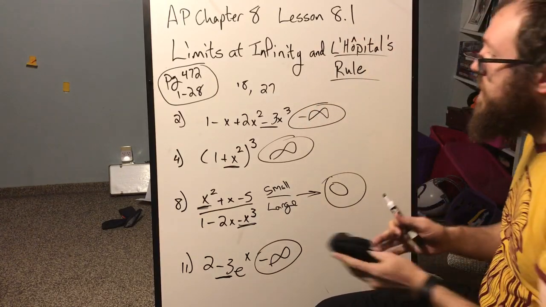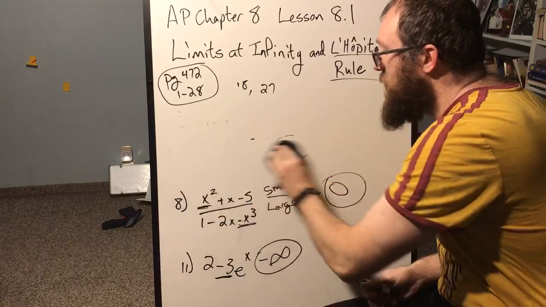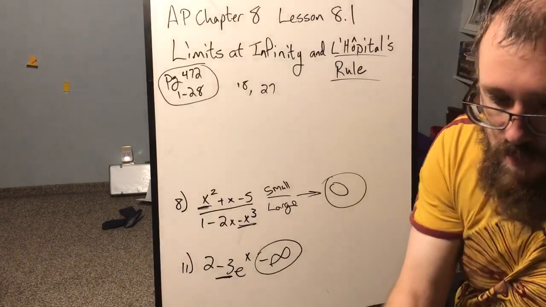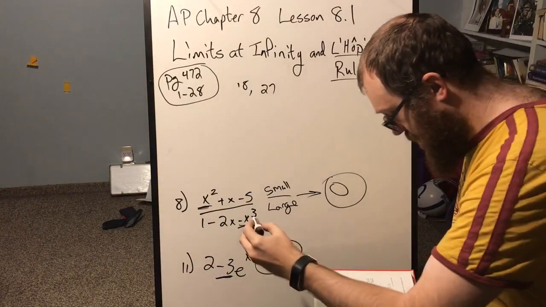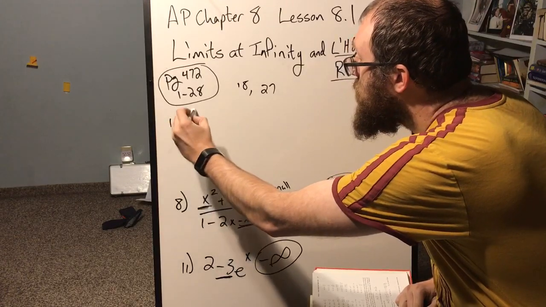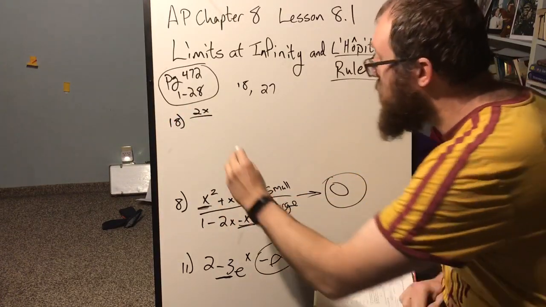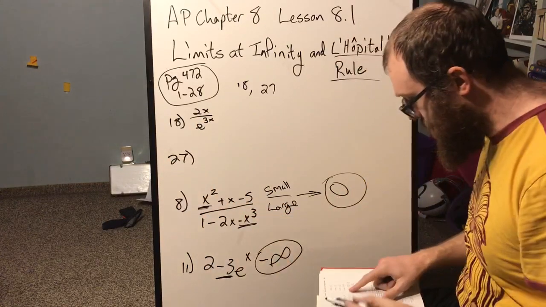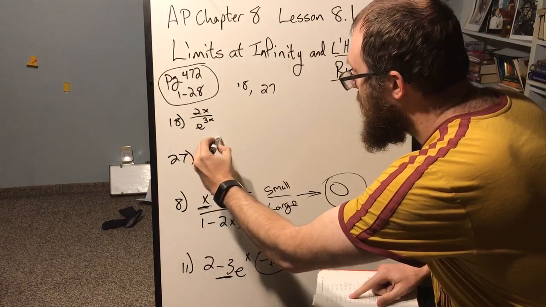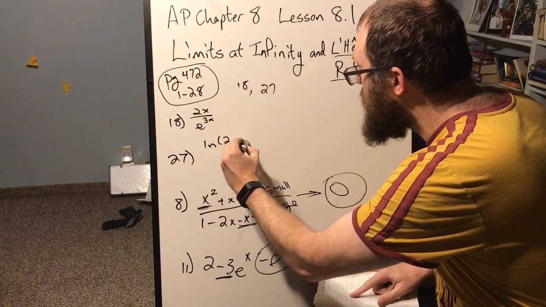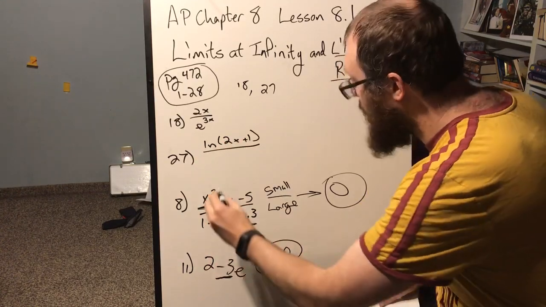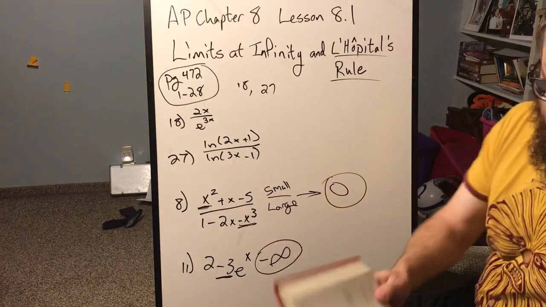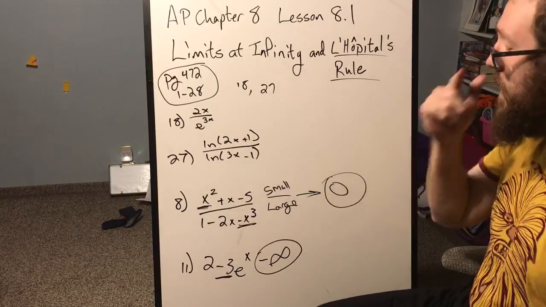I'm going to leave these bottom ones down here, but I'm going to come in and replace the top 2. I'd also like to look at problems 18 and 27. So problem 18 gives us 2x over e to the 3x, and problem 27, which is the real doozy of the group, gives us the ln of 2x plus 1 over the ln of 3x minus 1. That's the fun one. But let's focus on 18 next.